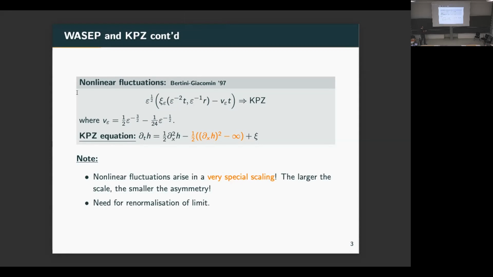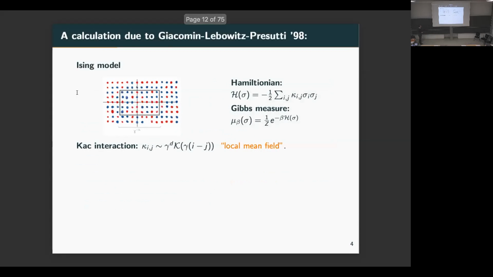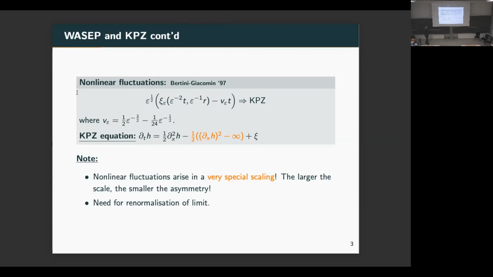The other thing, which I will come back to also, is this need for renormalization. As was already mentioned in the introduction, these are pretty irregular objects and one has to make an effort to make sense of this, and I will come back to this in a minute. Okay, so that's the classical result.